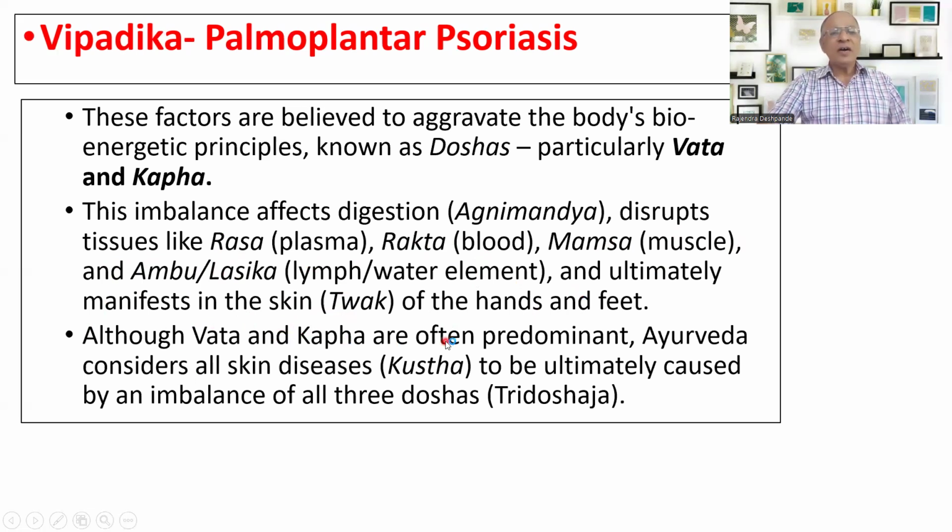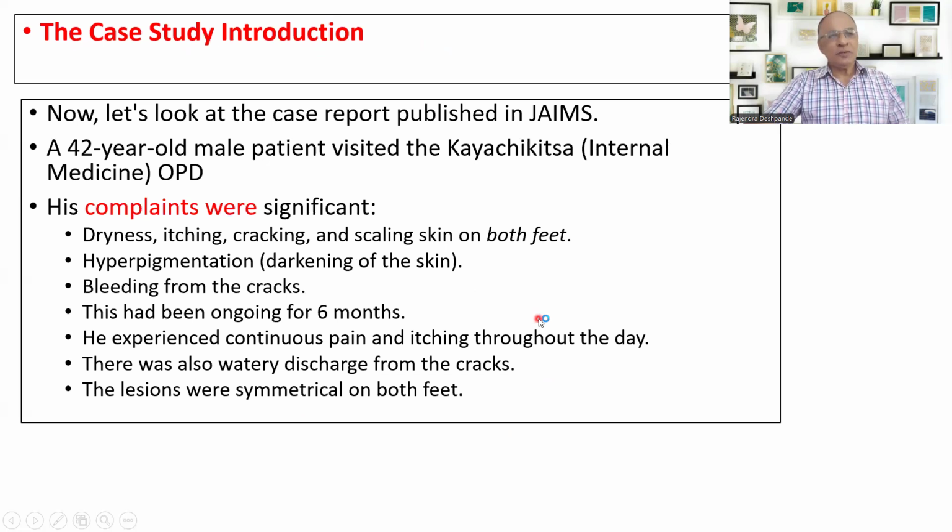Although Vata and Kapha are often predominant, Ayurveda considers all skin diseases, Kushtha, to be ultimately caused by imbalance of all the three doshas, that is, tridoshaja. Now let us look at the case report published in the Journal of Ayurvedic Integrated Medical Science.